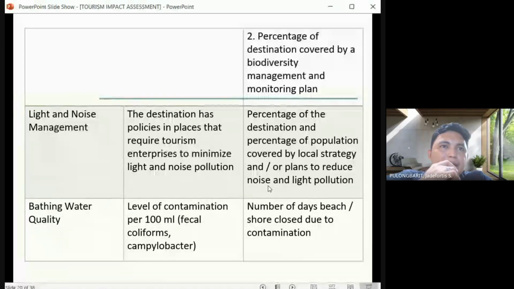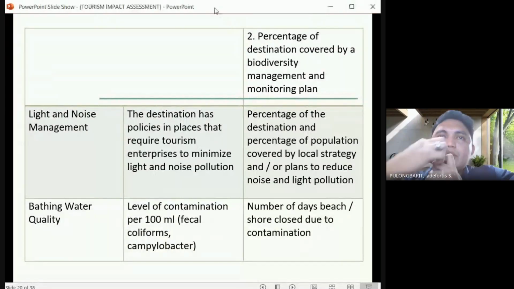For light and noise management, the destination has a policy in place that requires tourism enterprises to minimize light and noise pollution. The optional one is the percentage of the population covered by local strategies and/or plans to reduce noise and light pollution. For bathing water quality: level of contamination per 100 milliliters, fecal coliforms, Campylobacter. And then the optional: number of days the beach shore is closed due to contamination.